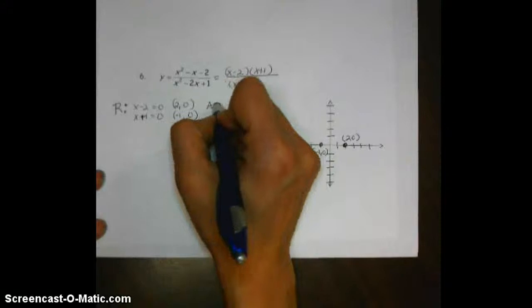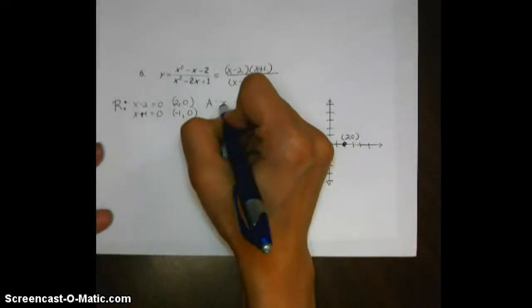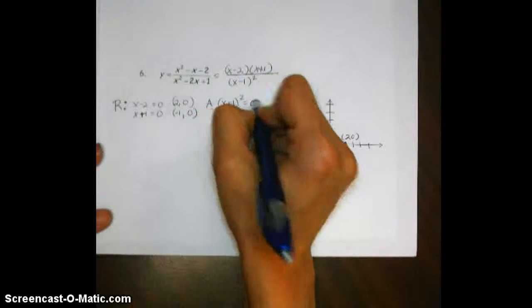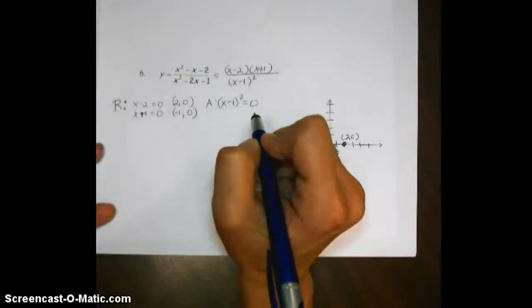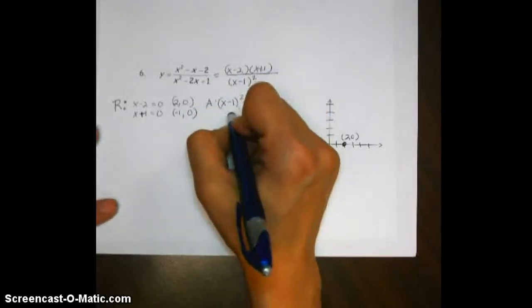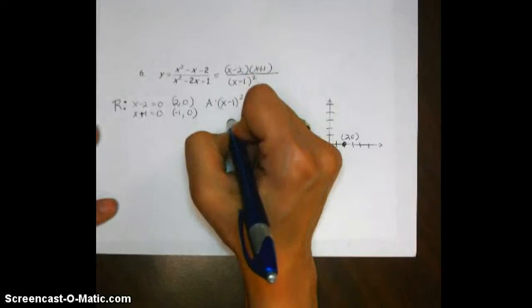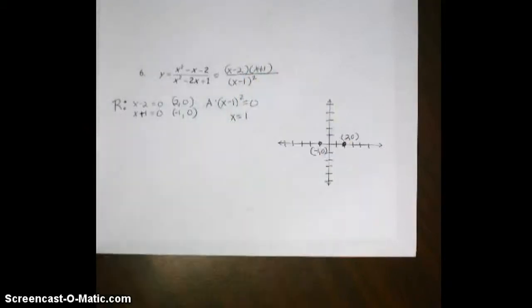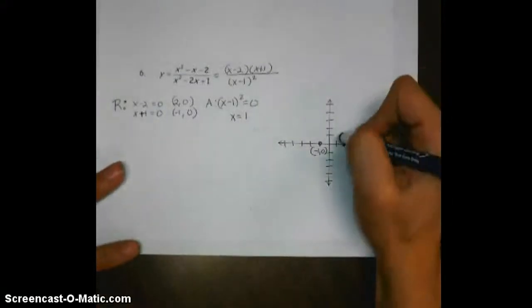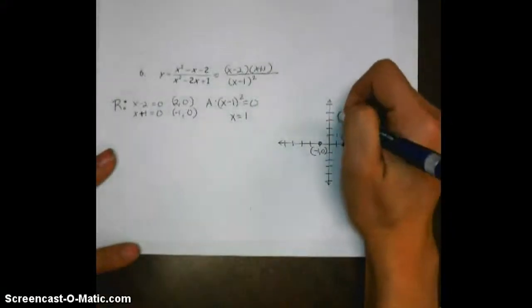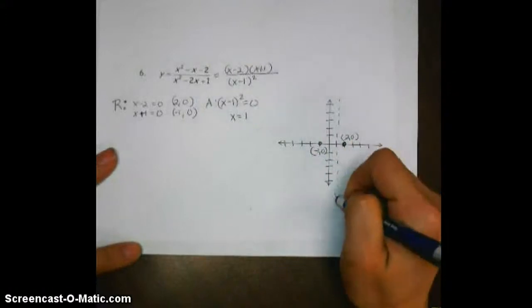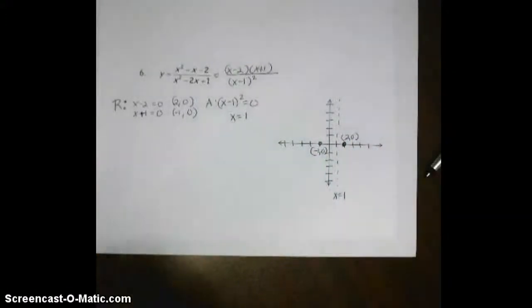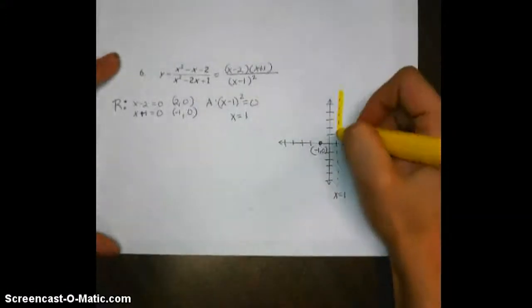Moving on to the A step, this is when I set the bottom equal to 0. Right, so I'm going to set x minus 1 quantity squared equals 0. This happens when x equals 1. Right, so over here I'm going to draw in a vertical asymptote, x equals 1. I'm going to highlight it to remind myself I'm not allowed to cross it.